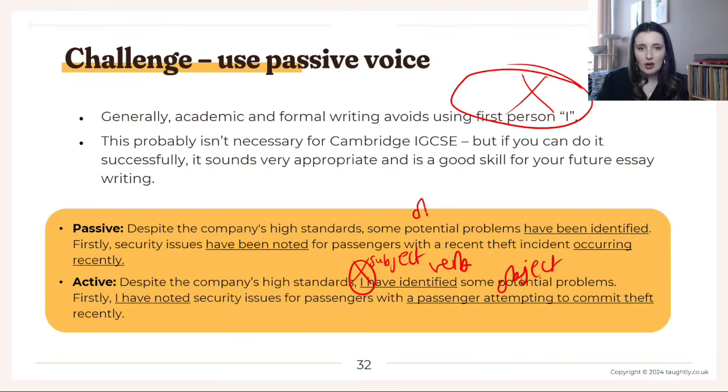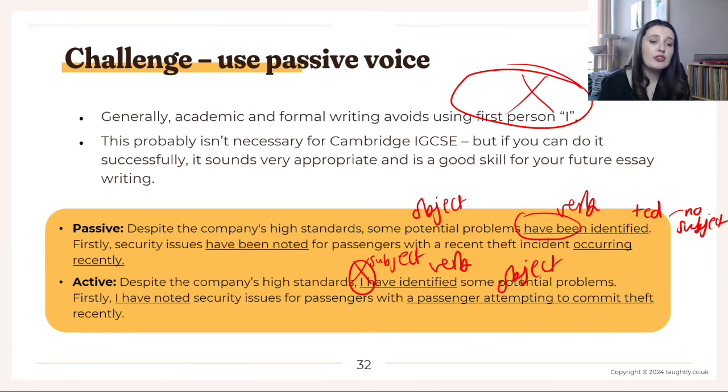Here, you're beginning with your object, potential problems, and you've got your verb have been identified, but notice here you're not saying I identified, you're saying have been identified. So you're using that have been plus the past tense verb ed, and you've got no subject. Again, if this comes hard to you, I would rather that you didn't do it than did it wrong. And I still think you could get 10 out of 10, especially if Cambridge is telling you to write as a specific person, then first person surely must be fine.